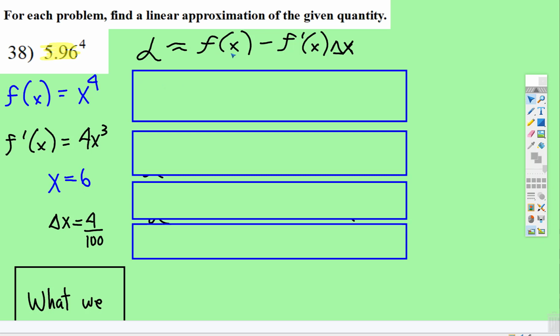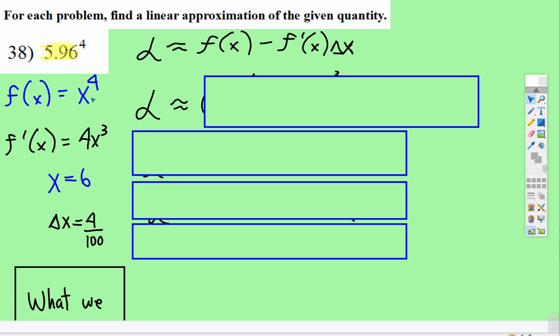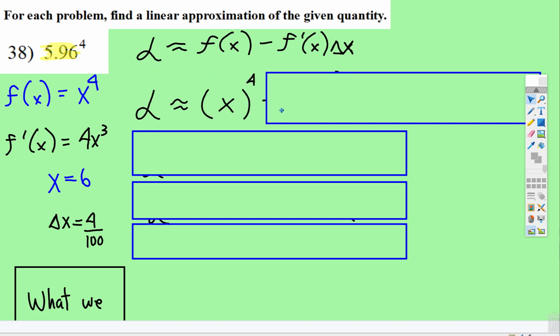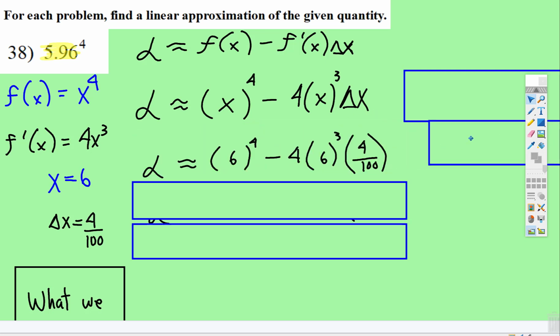So now we're going to put it into this equation. Linear approximation is f of x, so x to the fourth, and our x is 6. So x to the fourth minus the derivative, which is 4x cubed times delta x, and then we plug in our x and delta x values. So it's 6 to the fourth, subtract 4 times 6 cubed times 4/100.